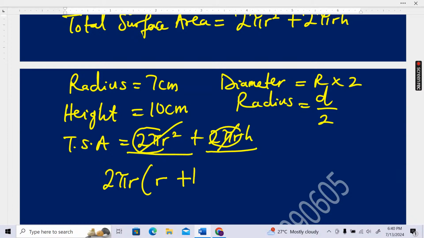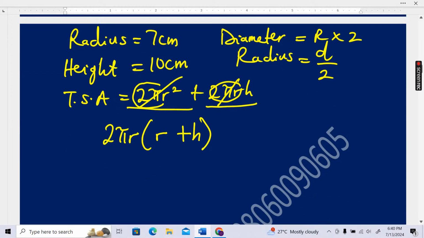I'll be left with h. So we can easily simplify using this formula. I hope you understand. So now let's simplify. 2 pi r means 2 times pi. Pi means 22/7 times radius. R means radius. And the radius given to us in the question is 7 centimeters.